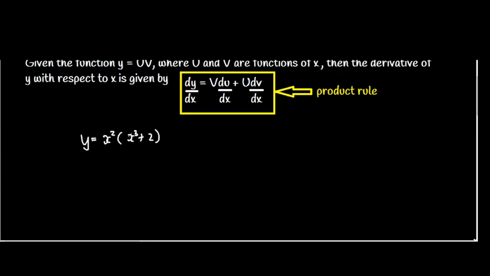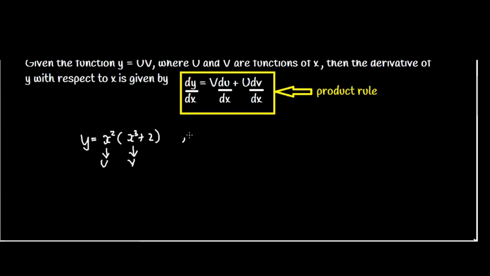I'm going to find that this is a product of two functions. You have x squared and this one being x cubed plus 2. Now in this case, I'm trying it out using two explicit functions. Let's get how to work it out. So you can say that this is going to be my u, and then this is going to be my v.